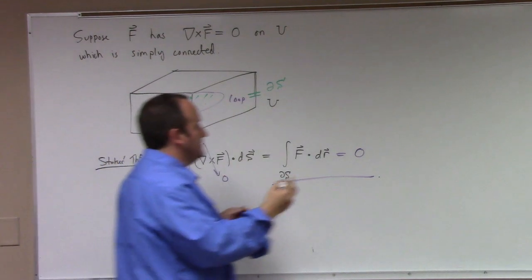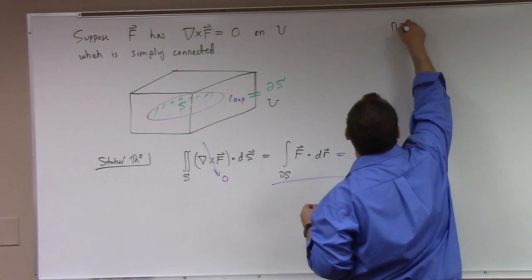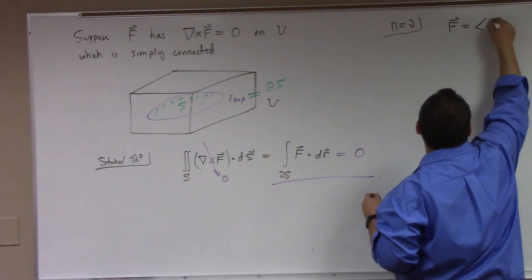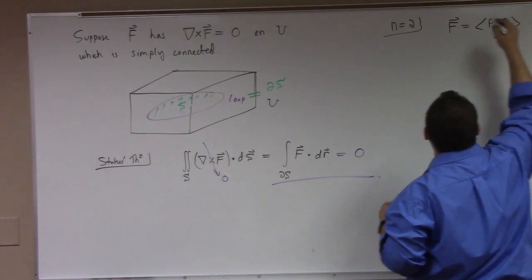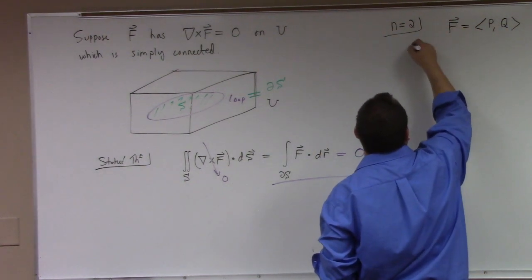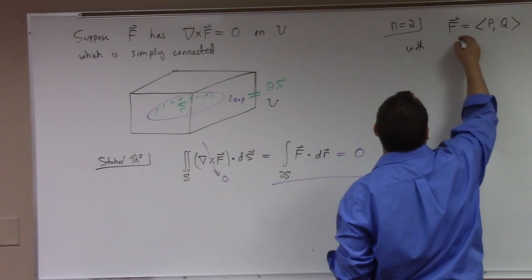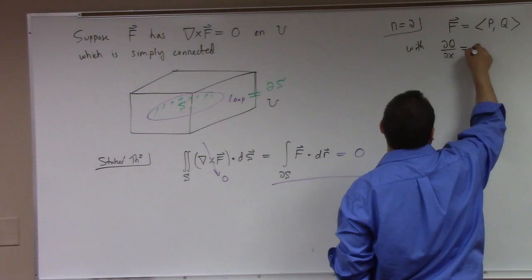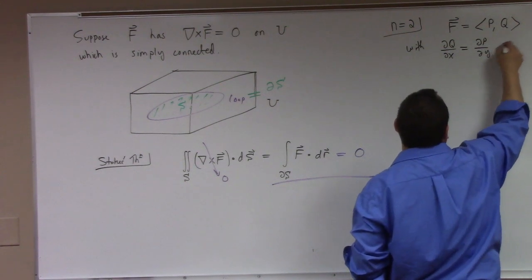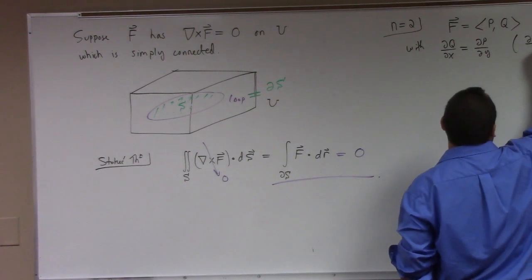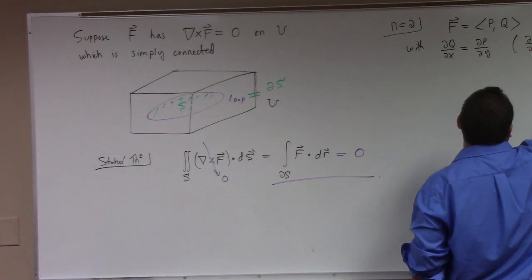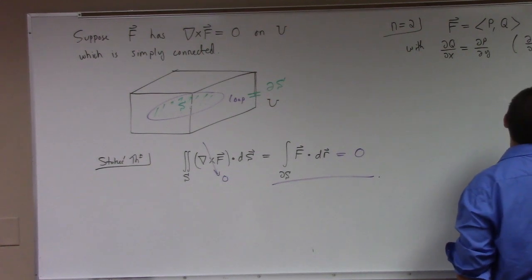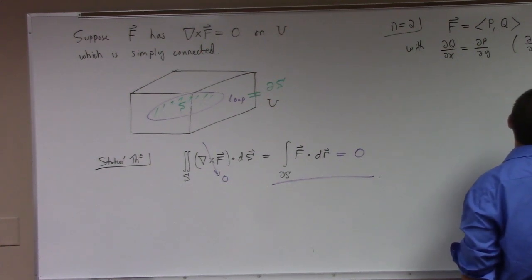How about 2 dimensions? So we're thinking about f equals P comma Q, right? With, what are we going to assume? We're going to assume partial Q, partial x, equals partial P, partial y, right? That's the same as partial Q, partial x, minus partial P, partial y, which, by the way, is the z component of the curl of P, Q, 0.